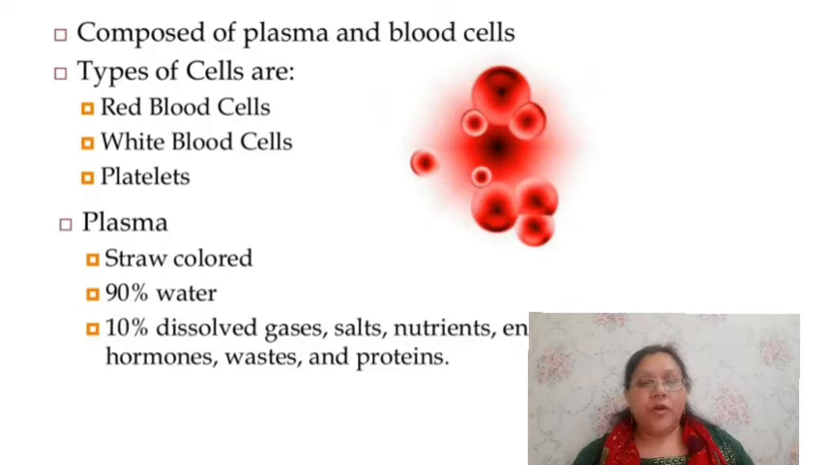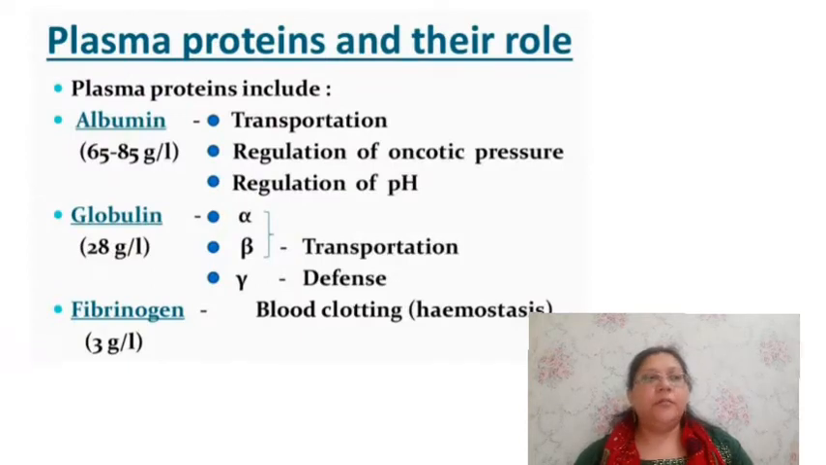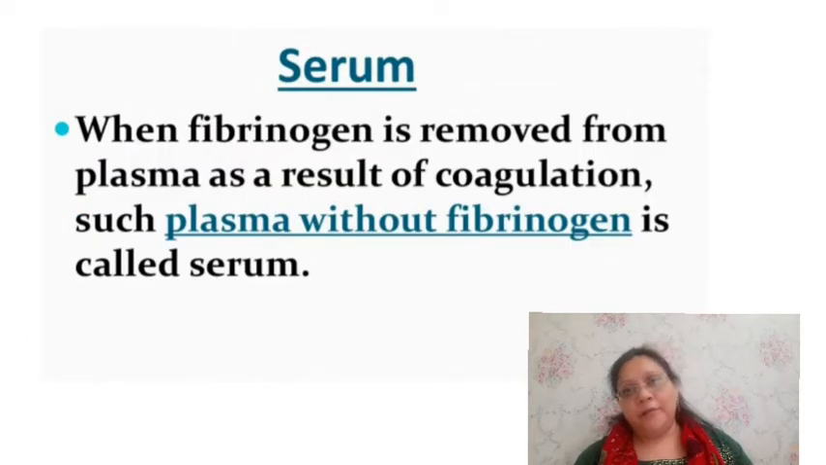Plasma is straw colored and it has 90% water and 10% dissolved gases and proteins like albumins, globulin and fibrinogen. If we remove fibrinogen from the plasma, it becomes serum.